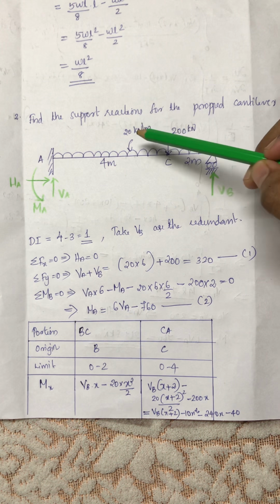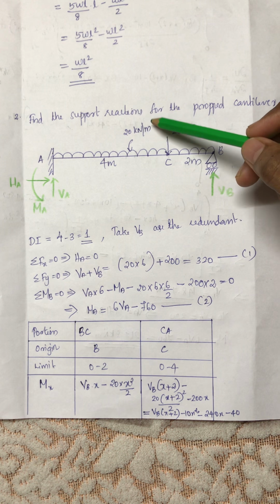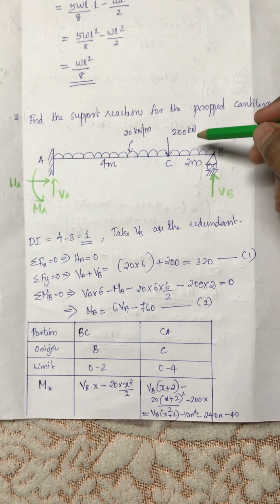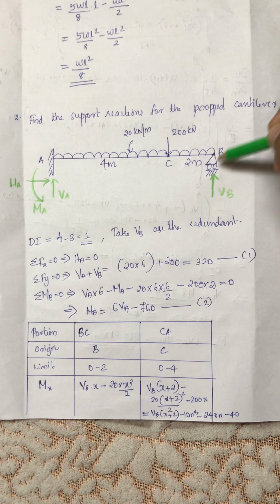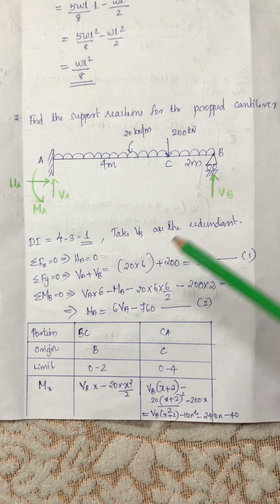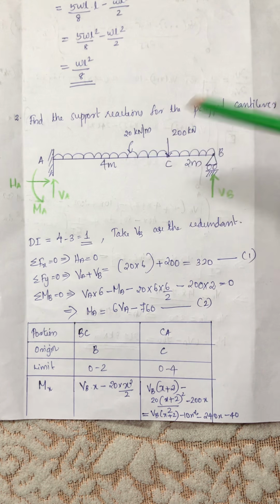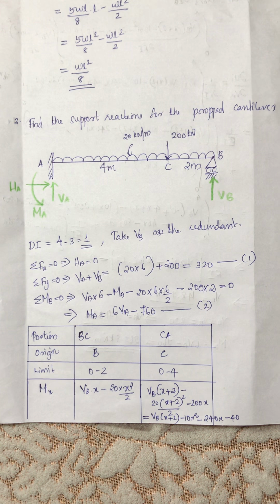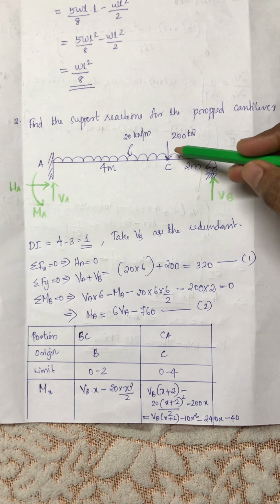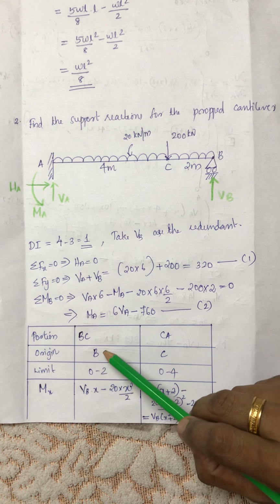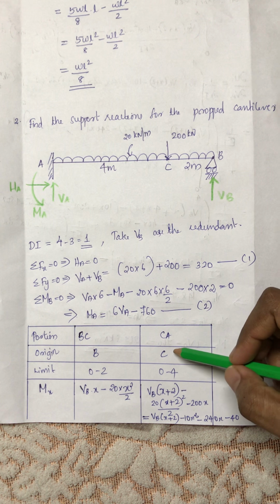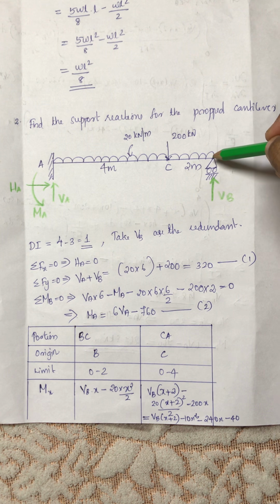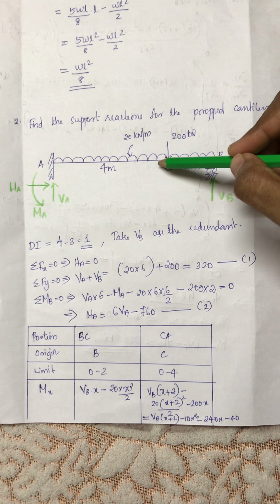That means here we have a UDL of intensity 20 kilonewton per meter for the entire span 6 meter, and also a concentrated load of 200 kilonewton at 2 meter from the right support B. Okay, so here we have to find out MH for these two spans. For that, take two section lines from the origin. So for the span BC, we can consider B as the origin, and for the span CA, let's consider C as the origin. Then coming to the limits, for BC it is 0 to 2, and for CA it is 0 to 4.